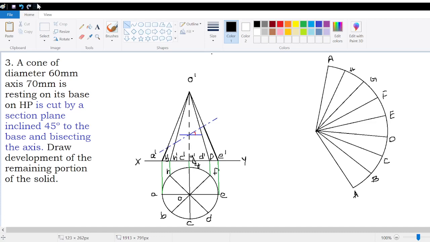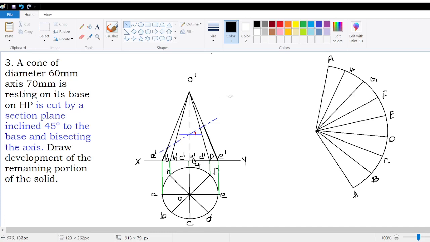Now you are asked to draw the development of the remaining portion. So this is a question. If you are asked to draw the development of the cone, this is the answer. But there is a cutting plane which is bisecting the axis, and you are asked to draw the remaining portion alone. So in this case, you have to locate these points. You can see that the cutting plane is touching O dash A dash at this point, O dash H dash at this point, etc.